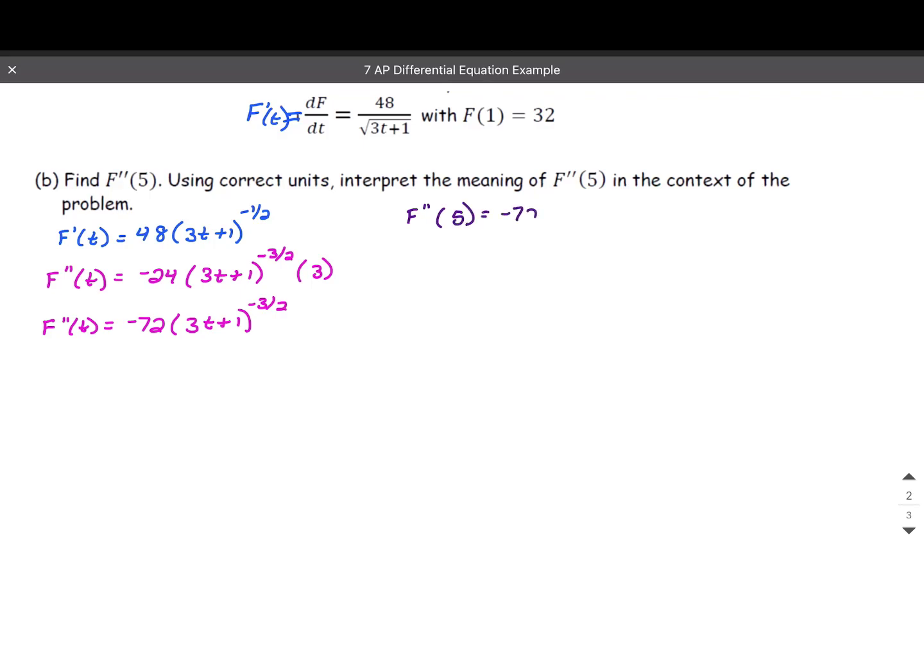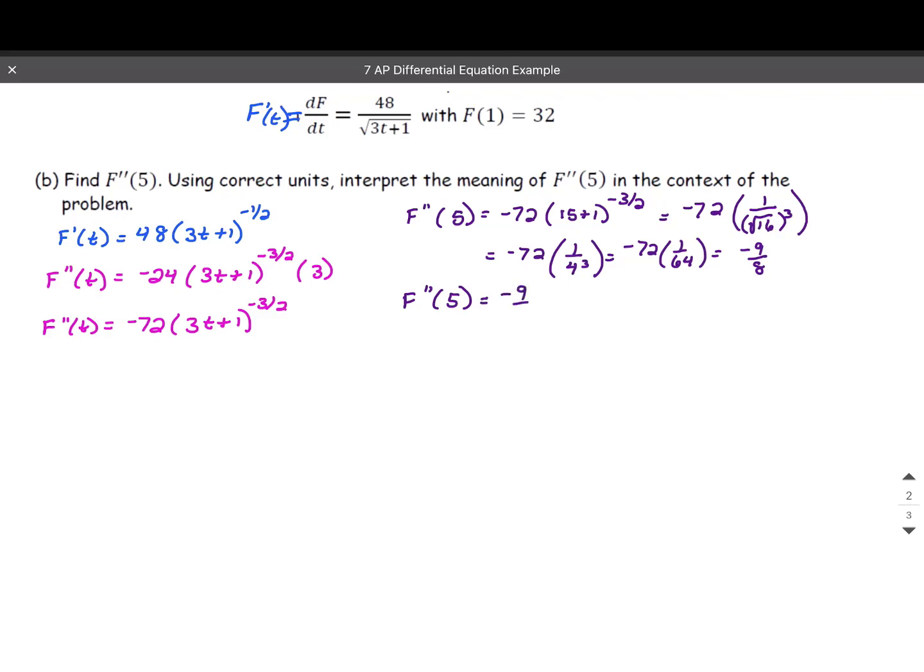So that's going to be negative 72 times 3 times 5 is 15 plus 1, raised to the negative 3/2. So this is negative 72, and we have 16 raised to the negative 3/2. Now the negative tells me to put the 16 in the bottom. The 3/2 tells me to take the square root and cube it. So I still have negative 72. The square root of 16 is 4, and I have to cube that. And 4 cubed is 64. So negative 72 over 64. 8 goes into that, negative 9 over 8. So we have that the second derivative at 5 is negative 9/8.